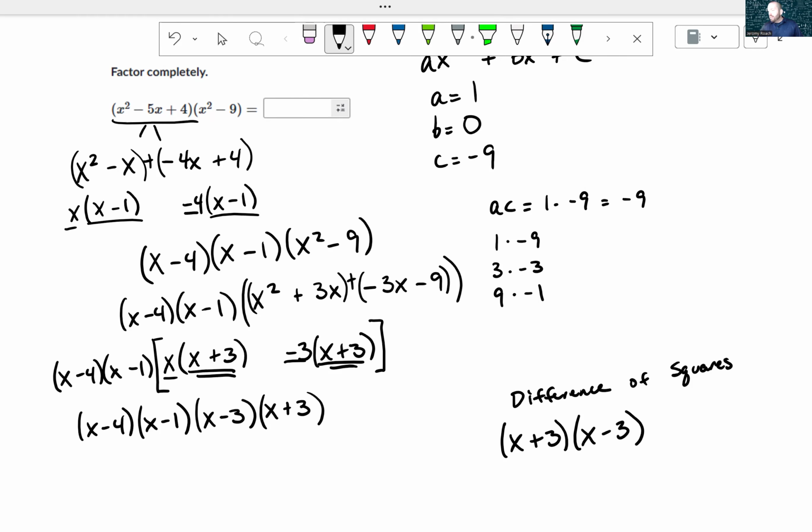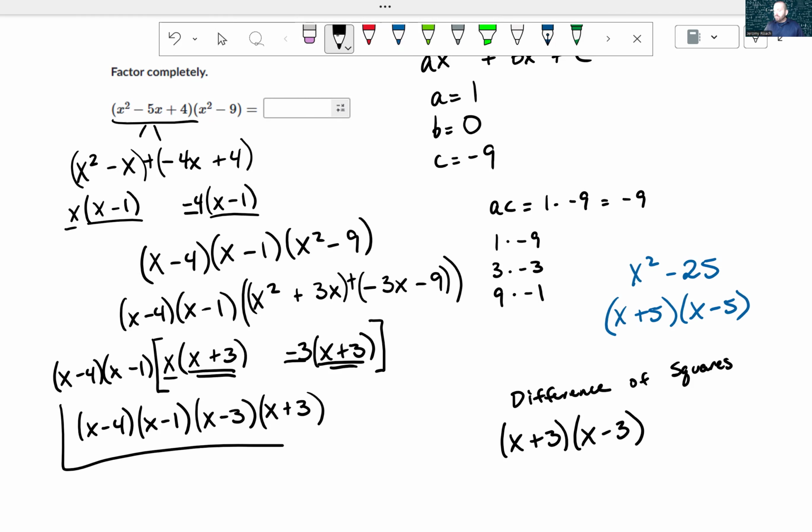If we had, all right, a different one. If we had x squared minus 25, that would be x plus 5, x minus 5. So that's difference of squares. Okay, so that's our final answer for this.